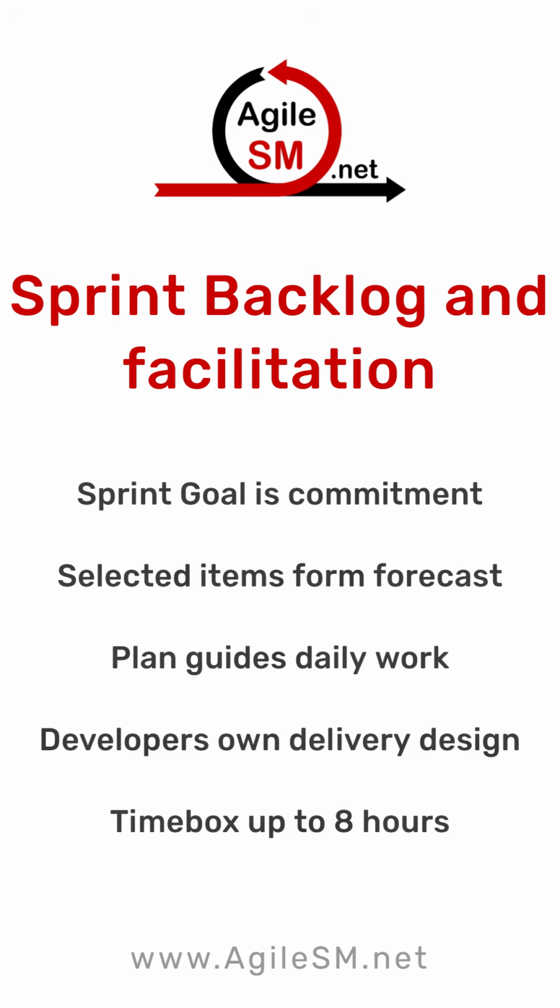Sprint backlog and practical facilitation. The main output of sprint planning is the sprint backlog, made up of the sprint goal, the selected product backlog items, and a plan for delivering the increment. The sprint goal is a commitment that gives the work coherence, while the selected items remain a forecast of what can be completed to the definition of done. The plan should be detailed enough to guide daily coordination, but not so rigid that it blocks learning. The developers own how the work will be done, and the event is time-boxed up to 8 hours for a 1-month sprint, usually less for shorter sprints.